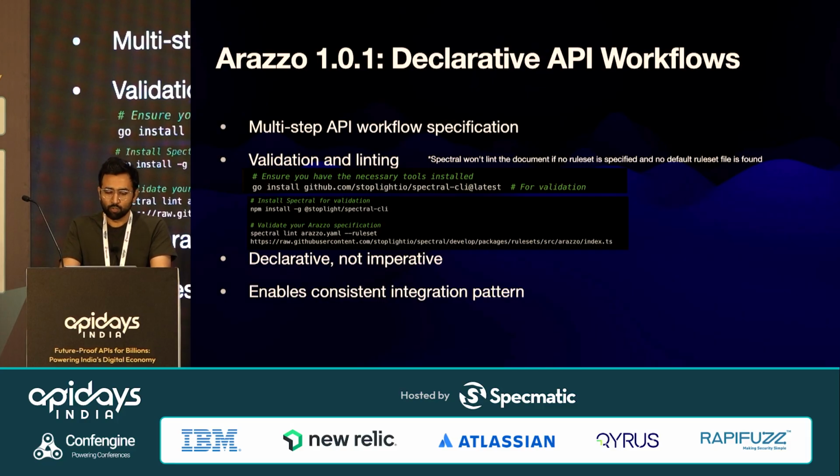So this was the declarative API workflow, and you can define multiple steps within that workflow. So let's talk about the tooling part. We have used the Spectral CLI. It is available in NPM as well as a CLI for the validation and linting part. All you need to do is define the rule set and you are ready to go.